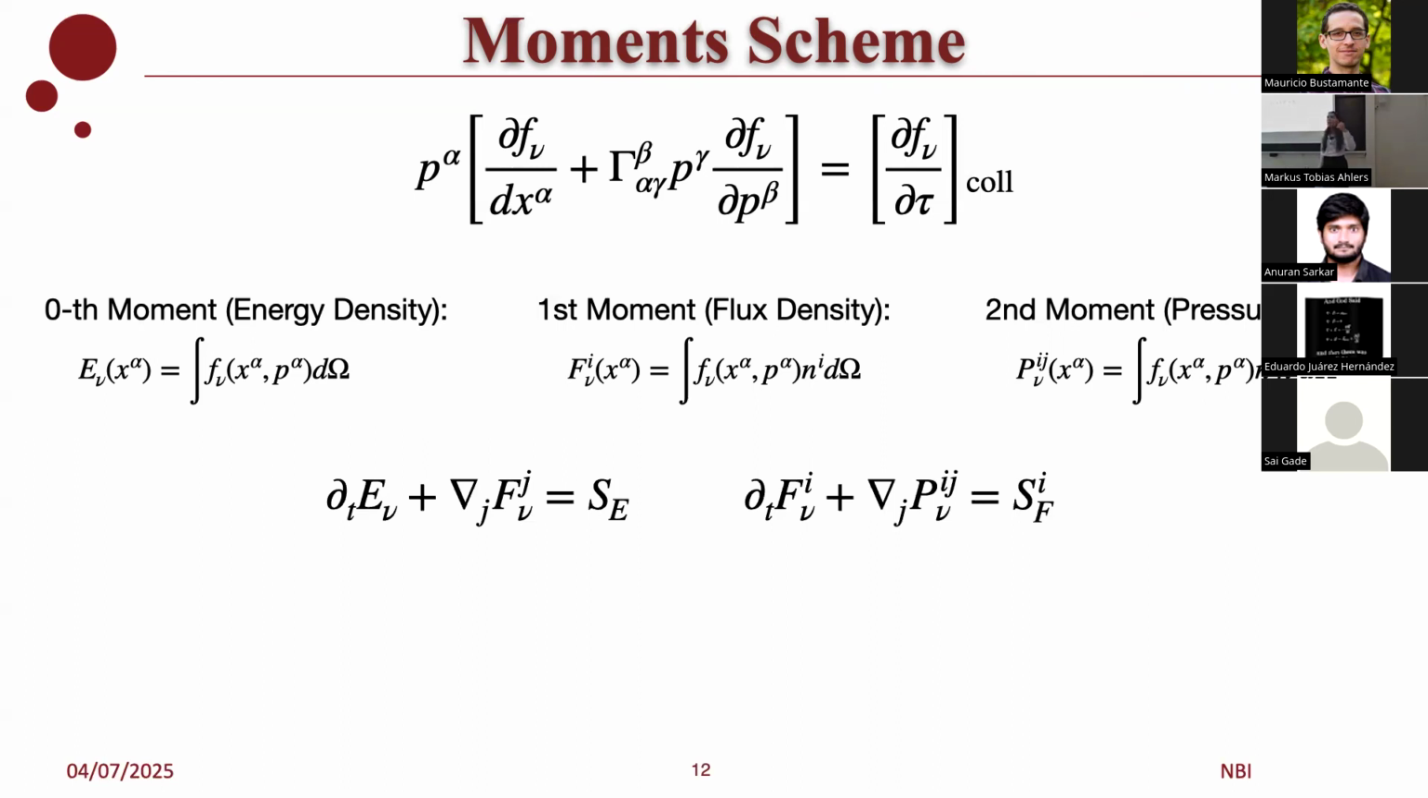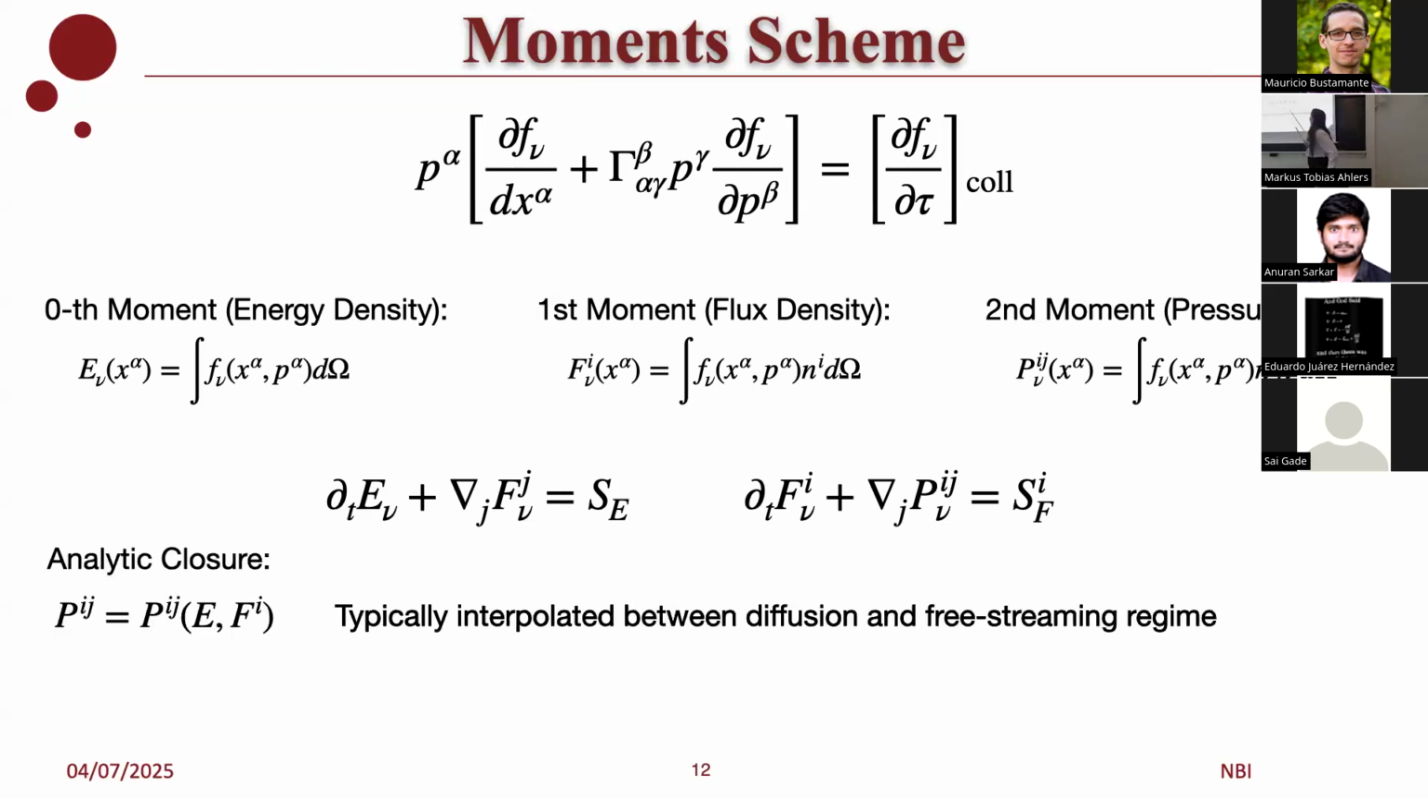So each evolution equation depends on higher order moments, which means that you always have more unknowns than you have equations. So to solve this system of equations, you need to truncate these moments at some point, and you need to introduce the closure relation. For example, in this case, we need a closure relation which relates the pressure tensor to the energy density and flux.